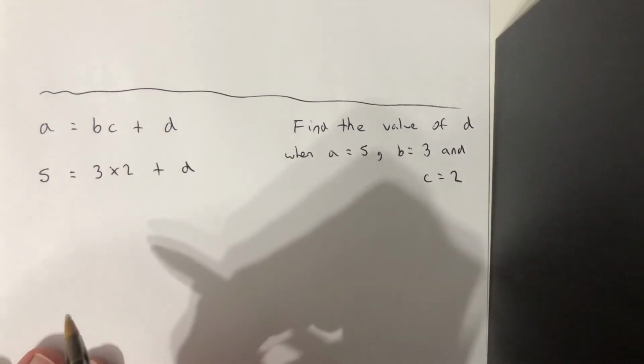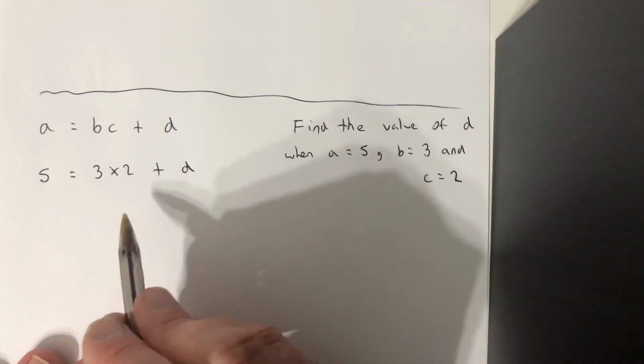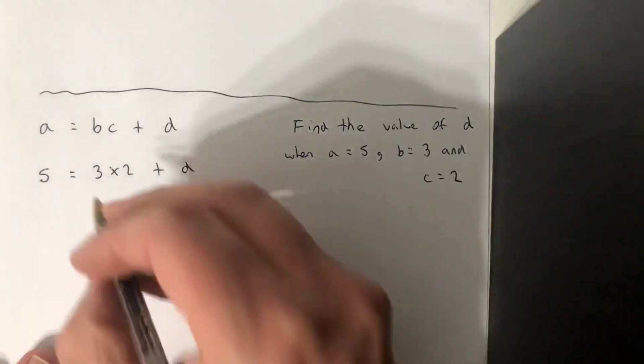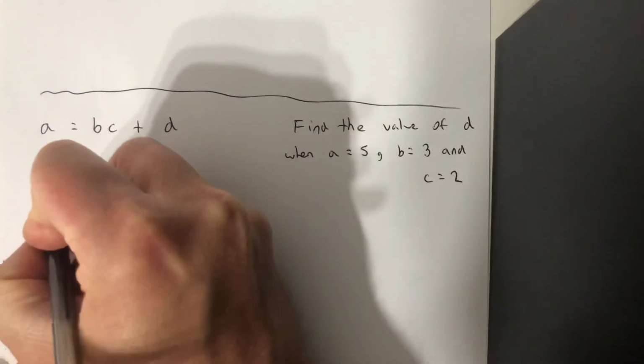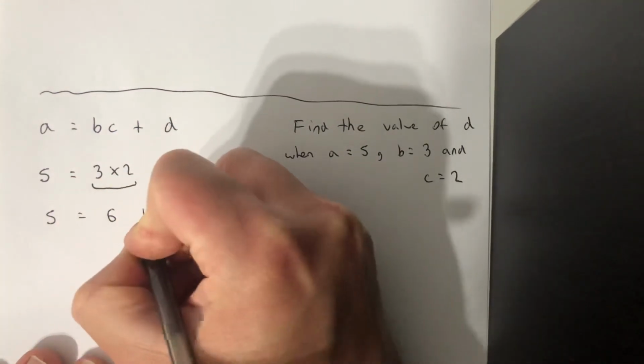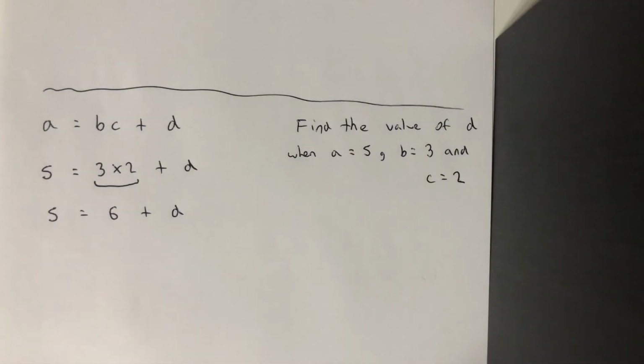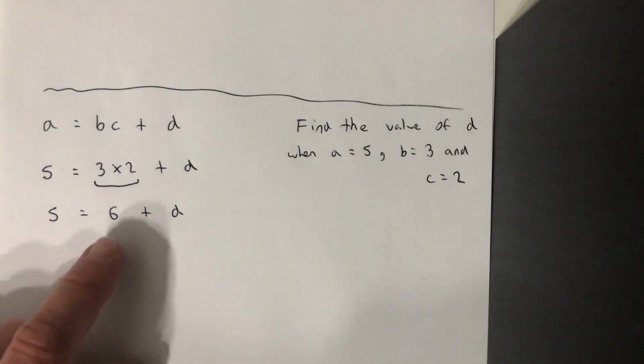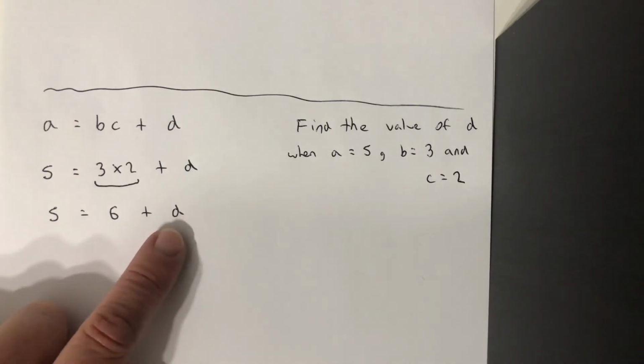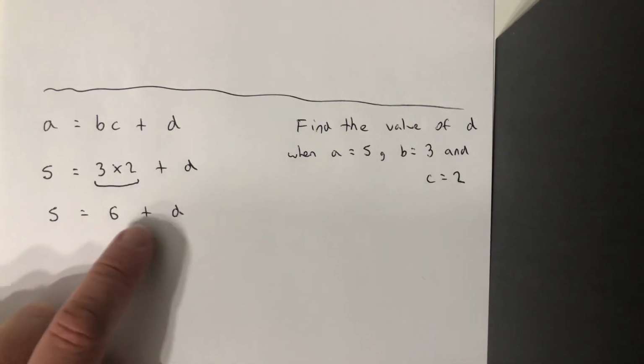We'll come to different places for the next lesson. So what would you do now? Well, we'll try and simplify it. 3 times 2, we can do that. We know that's 6. So 5 equals 6, add D. So now, what's the classic thing? We know 6 add D. We're trying to find out what D is. 6 add D, you remember, is the same as D add 6.